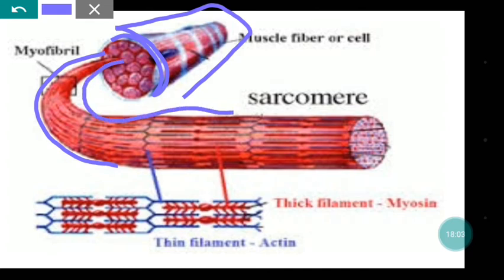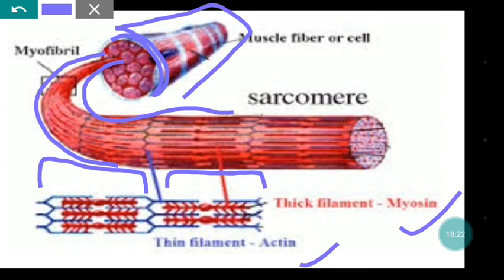These myofibrils are made up of thin filament actin and thick filament, that is myosin. So it is made up of actin and myosin, and these form a single unit. Here you can see these are forming the units, and these units are called the sarcomere.